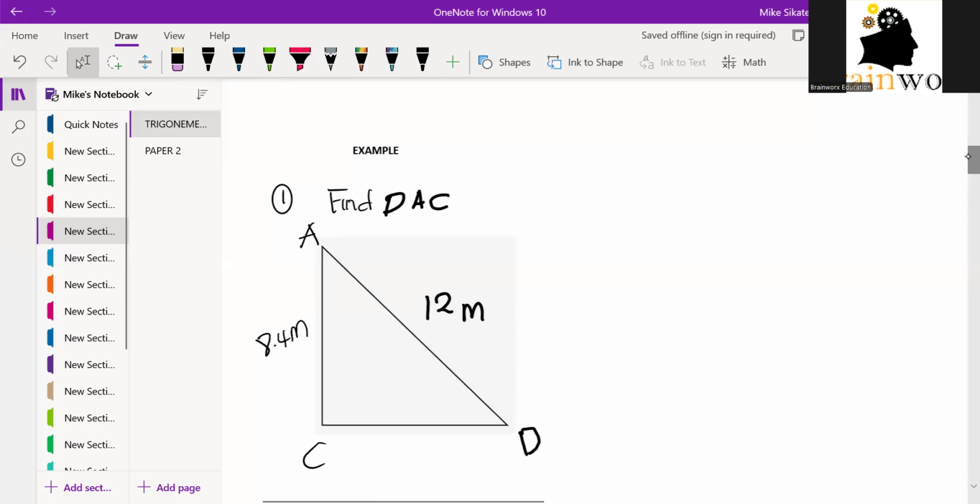So we have this question here, and this question is telling us to find angle DAC. So when it comes to angle DAC, we first locate the angle.